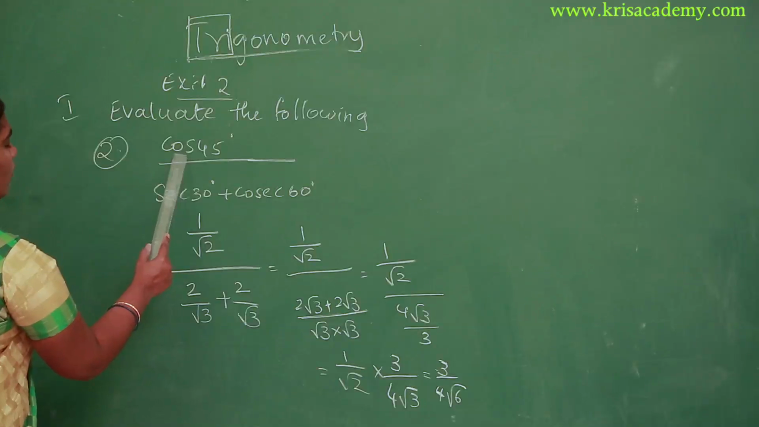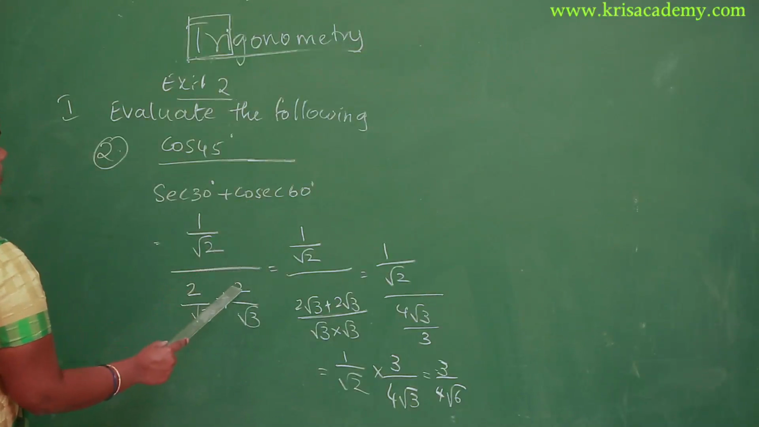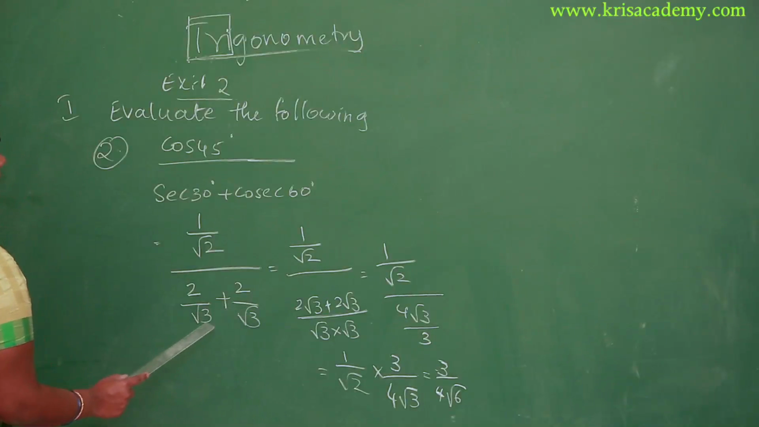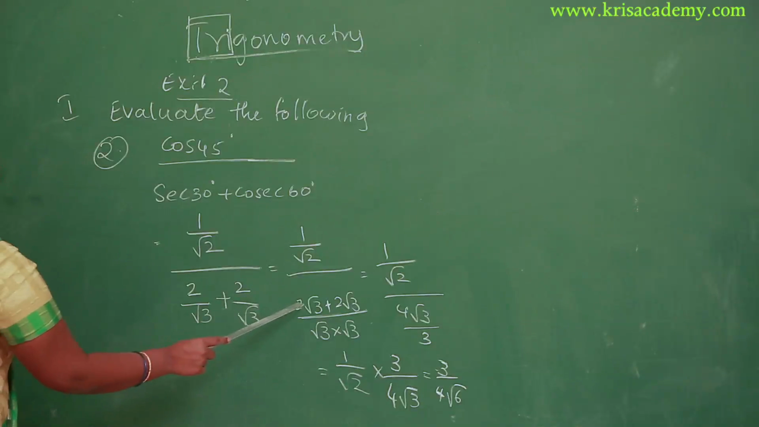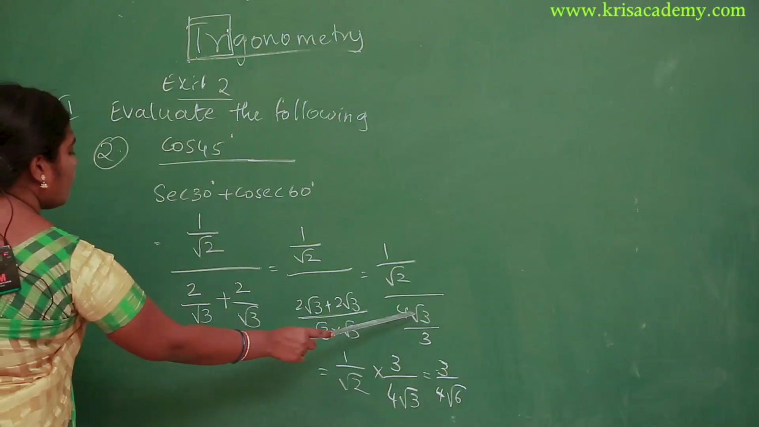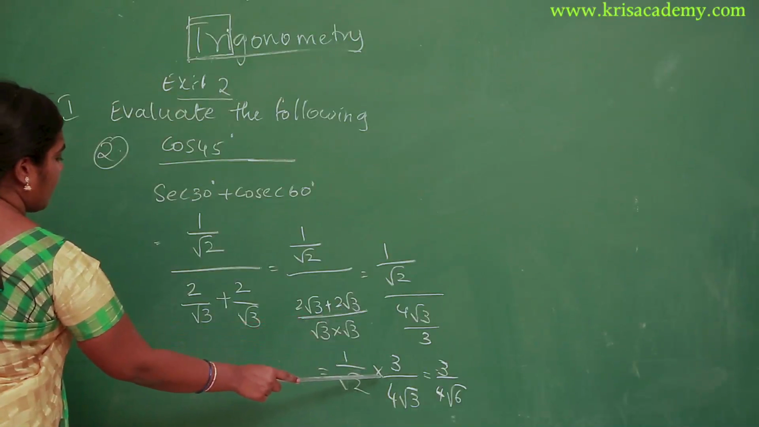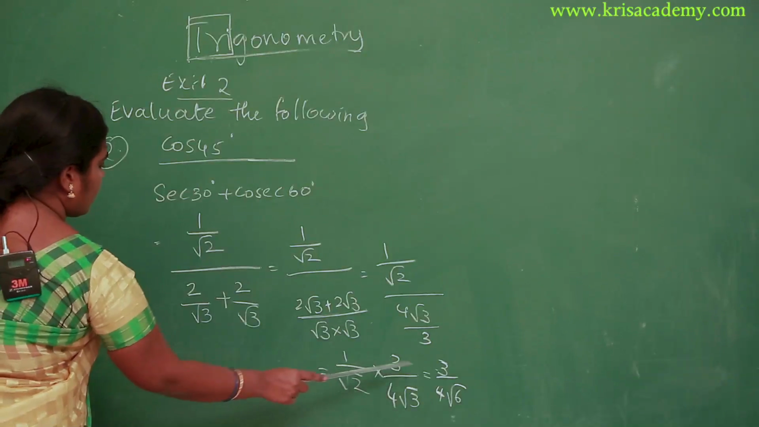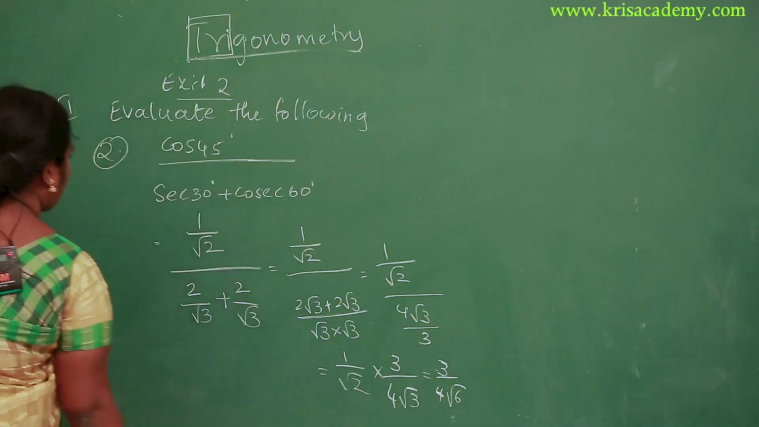So once again, cos 45 degrees value is 1 by root 2, secant 30 is 2 by root 3, cosecant 60 is also 2 by root 3. So numerator 1 by root 2 as it is, denominator addition of two fractions, root 3 into root 3 is 3, 2 into root 3 is 2 root 3, 2 into root 3 is also 2 root 3, 2 root 3 plus 2 root 3 is 4 root 3. So first fraction 1 by root 2 we write as it is, division reciprocal is multiplication, 4 root 3 by 3 will become 3 by 4 root 3, 1 3s are 3, 4 1s are 4, 2 3s are 6. So 3 by 4 root 6.